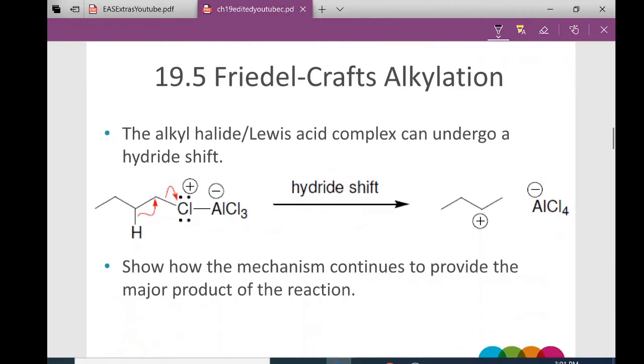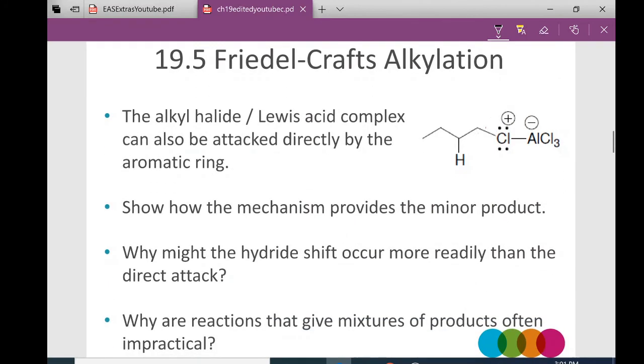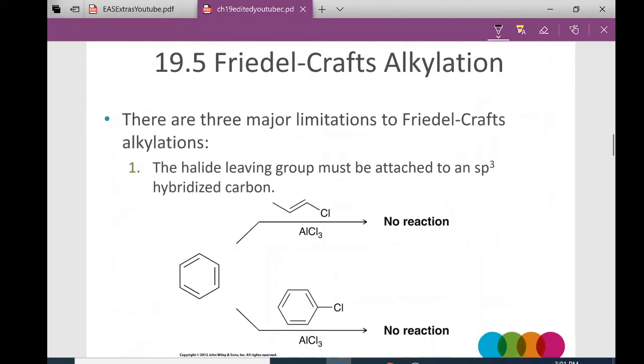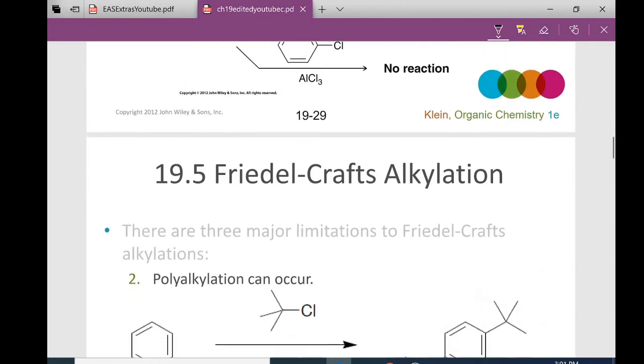Okay, so that's one of the disadvantages of the Friedel-Crafts alkylation, is that carbocation rearrangement which can occur. And so we're going to see that the acylation will actually avoid that rearrangement. Okay, so another limitation to Friedel-Crafts alkylation is that the halide leaving group has to be attached to an sp3 hybridized carbon. So if we try to use an sp2 alkyl halide, we're not going to get a reaction. Or something on a benzene ring, for example, we're not going to get a reaction.